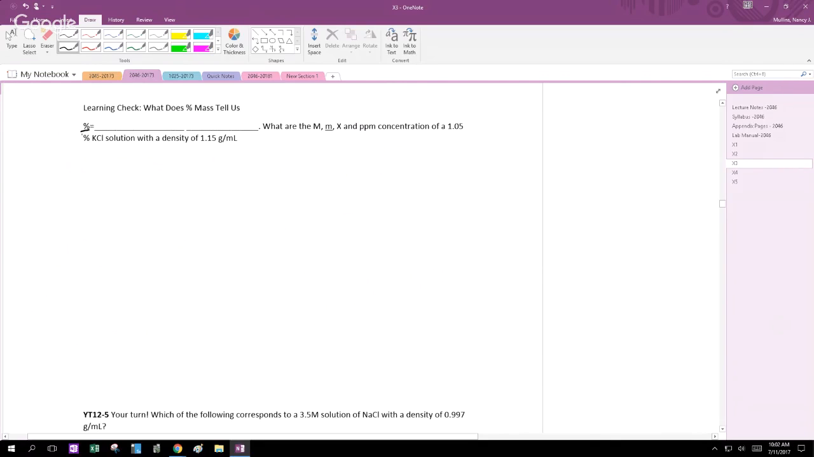When you're given a percent, there's an implied denominator. What does per cent mean? Per means divide by 100. That's what that is getting at. So in this case, we are given a 1.05% KCl solution. That means that we have 1.05 grams of KCl per 100 grams of solution.